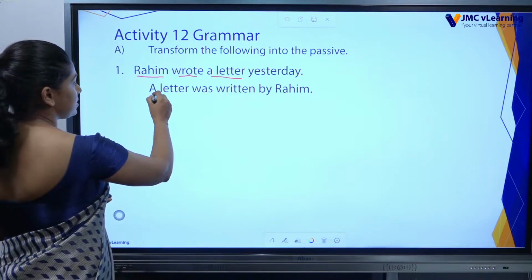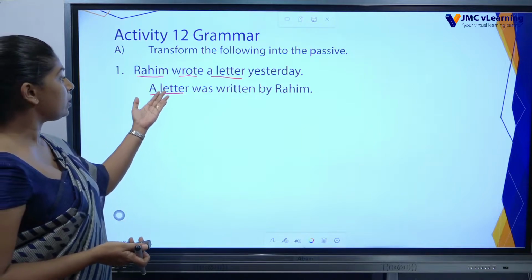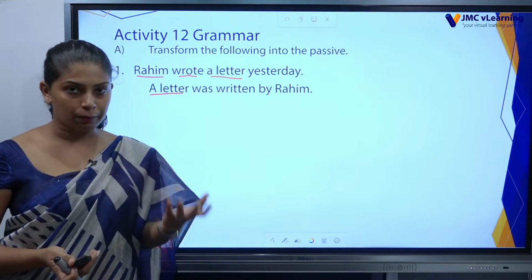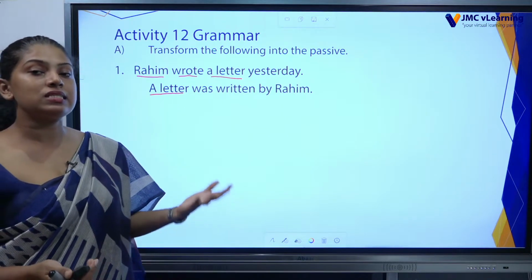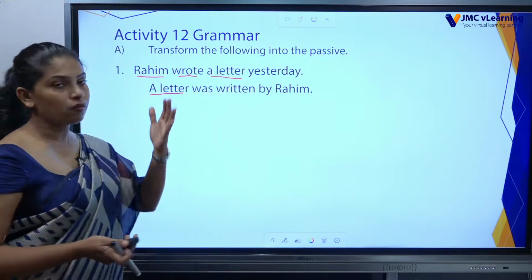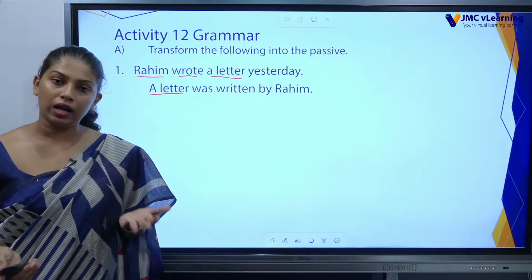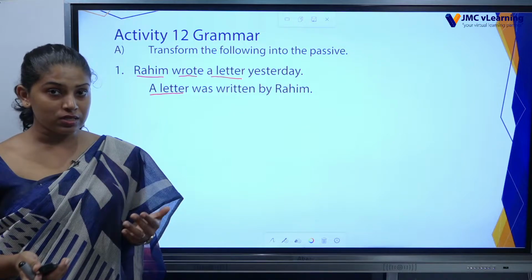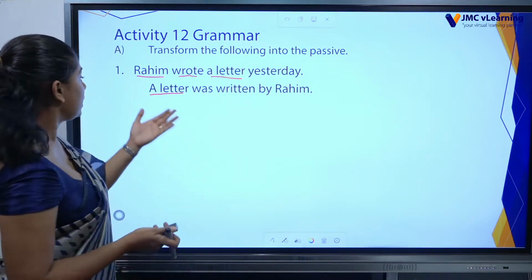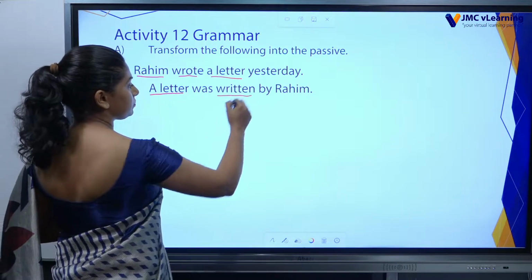A letter, that is the object. Then after the object in passive voice we have to take the helping verb. Because this is passive voice, past simple tense, we have to take was or were. So a letter is singular, one thing. Then we have to take was from the helping verb. Then a letter was written. Why are we using written here?